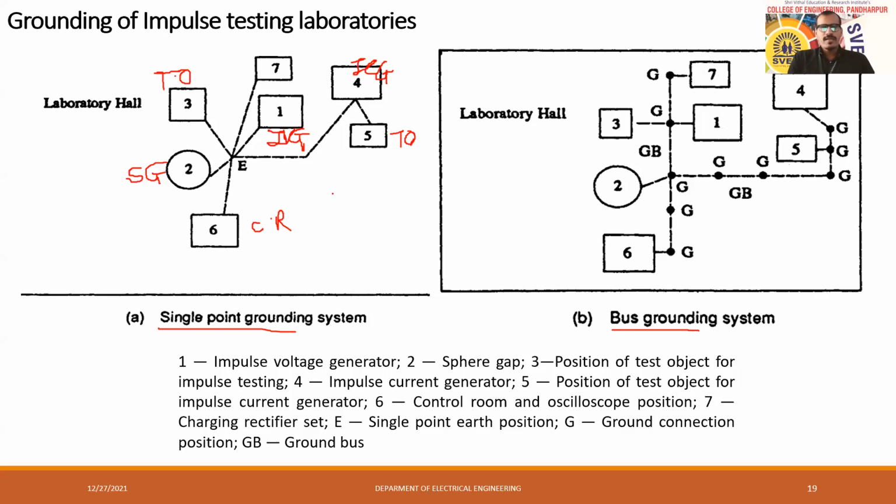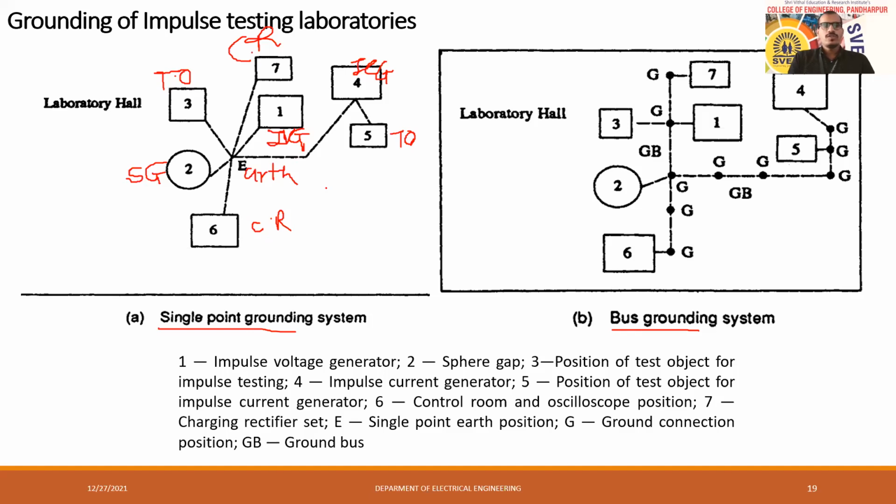So number 7 that we have here is a rectifier, the charging rectifier set. Then E, you can say this is the earth position. I will write simply earth. And then G, here you can see we need to give the ground connections.